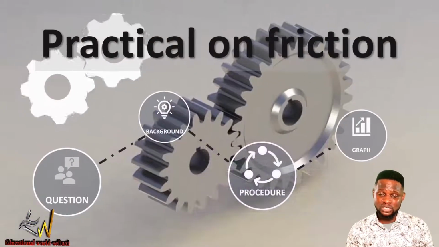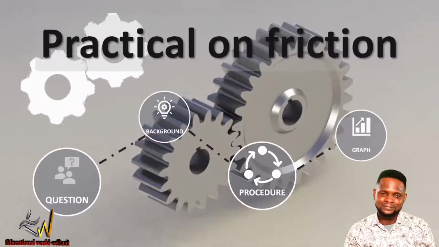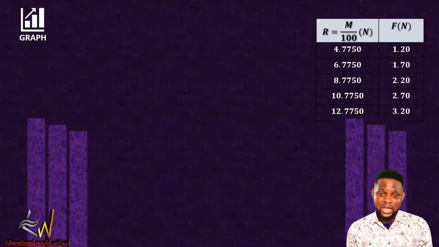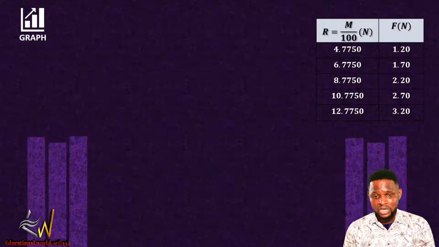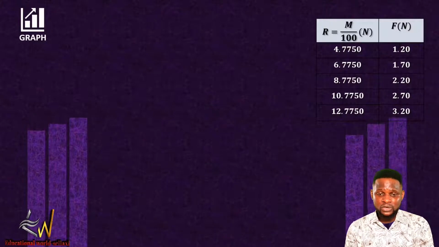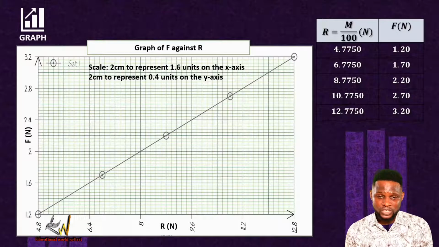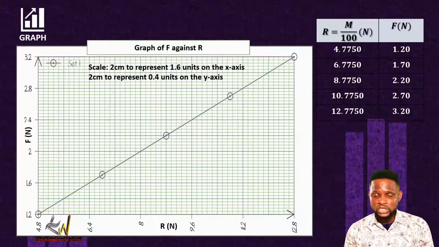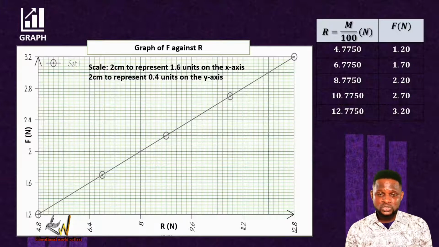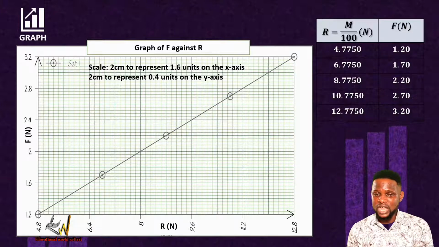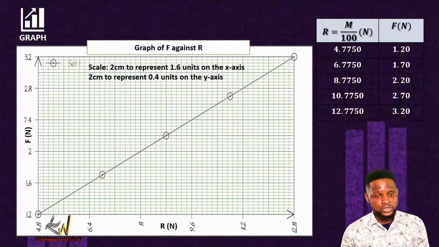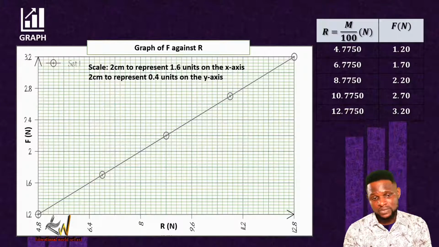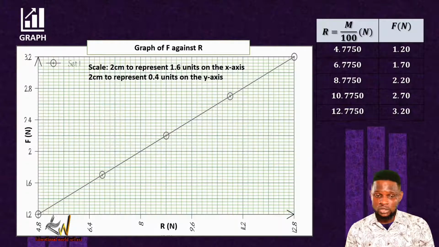We now move over to the graph plotting. Concerning the graph plotting, we bring out the values that are required for us to plot our graph. You can see that our table of values had a uniform number of decimal places, which is very important. So this is the graph of F against R. We choose our scale to be 2 cm to represent 1.6 units on the x-axis, and also 2 cm to represent 0.4 units on the y-axis. Actually, I'm not teaching how to plot graphs and find scale here. I will do that in subsequent videos.